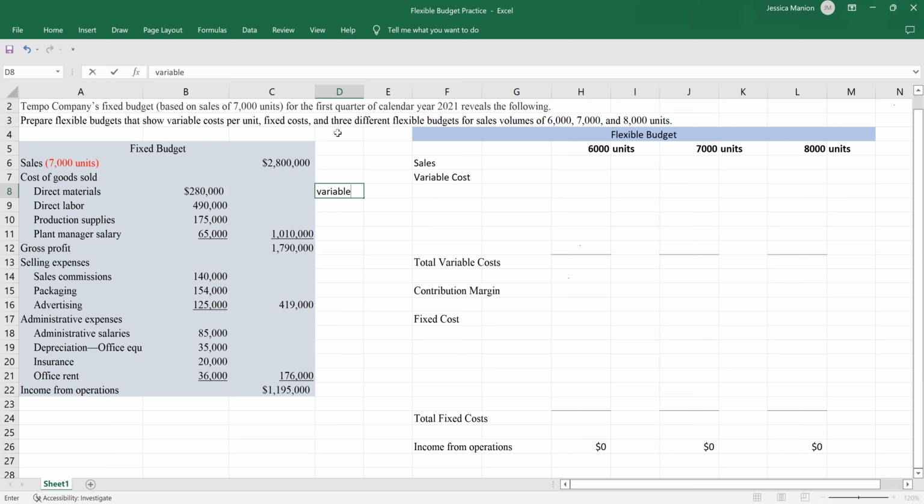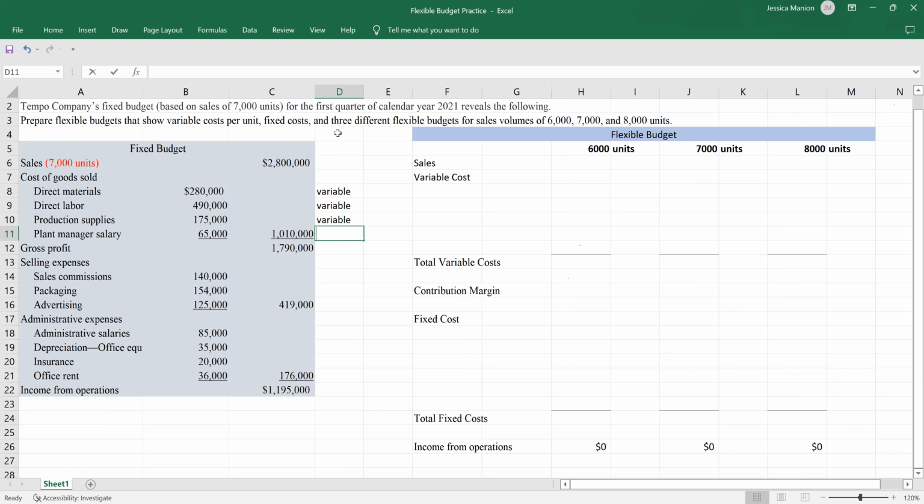Remember, variable costs remain the same per unit, but go up or down overall depending on the level of activity. So direct materials, variable cost. Same thing with direct labor. The more units we produce, the more labor hours we need, so direct labor is a variable cost. It varies based on the level of activity. Same thing with production supplies. The more units we produce, the more production supplies we need, so production supplies are a variable cost.